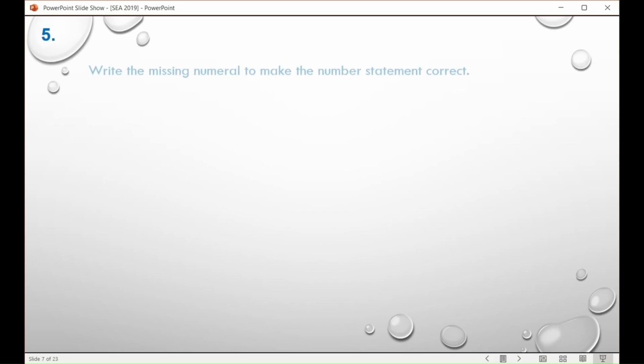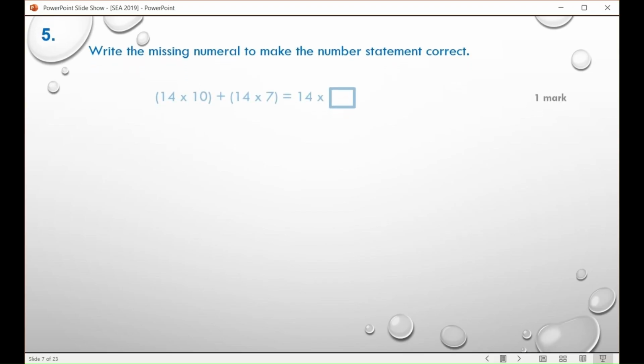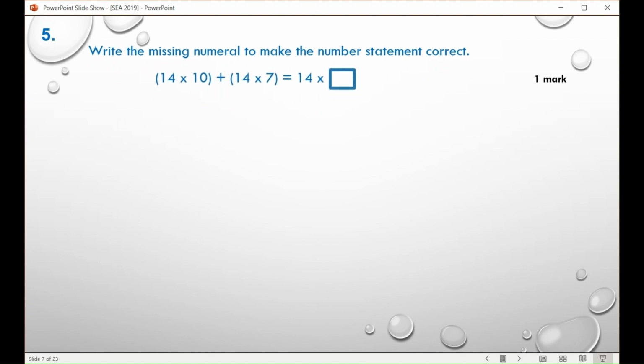Number 5, write the missing numeral to make the number statement correct. 14 multiplied by 10 plus 14 multiplied by 7 is equal to 14 multiplied by what number?